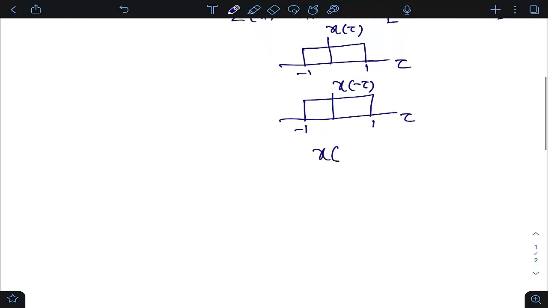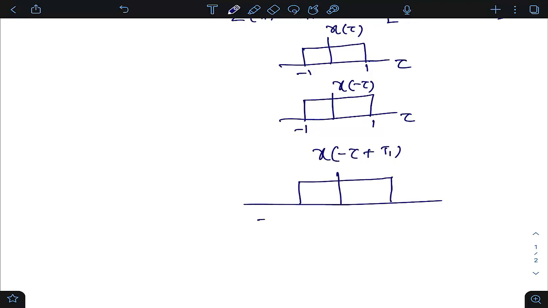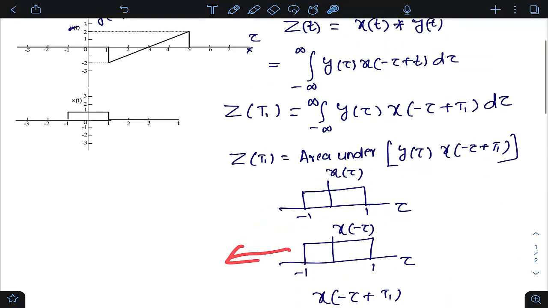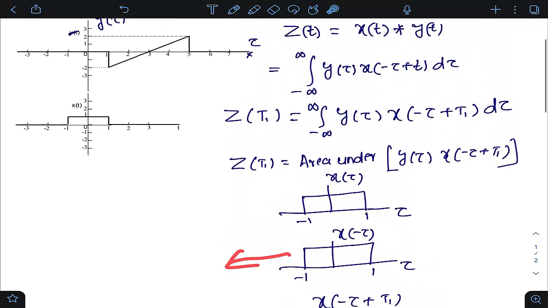But now if I ask you to draw x(minus tau plus t1), what is going to happen? The change you're going to get is in this time index, which was minus 1 to 1. It will now be minus 1 plus t1 to 1 plus t1. Depending on the value of t1, if t1 is positive, this waveform is right shifted. If t1 is negative, this waveform will be left shifted. So this is what the thing is, students.